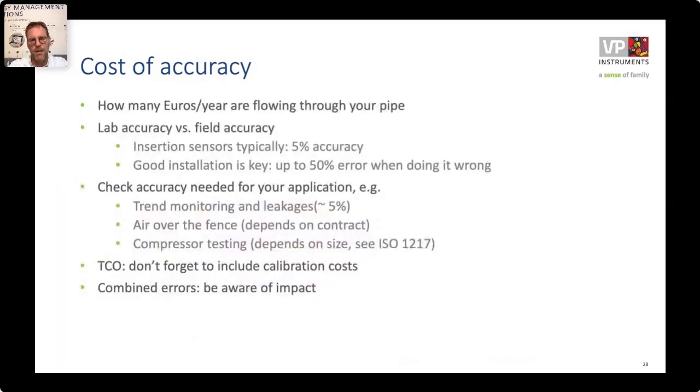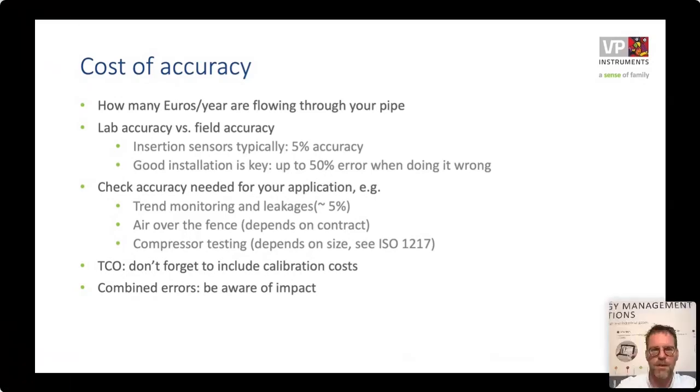Because it depends on how many euros per year, for example, are flowing through your pipe. Is there a lot at stake, like in the example I gave from the air over the fence? If you have $1 million at stake, or €1 million, then you want a very accurate flow meter. But if it's a lower amount, or if it's point of use, then sometimes you can deal with a lower accuracy.